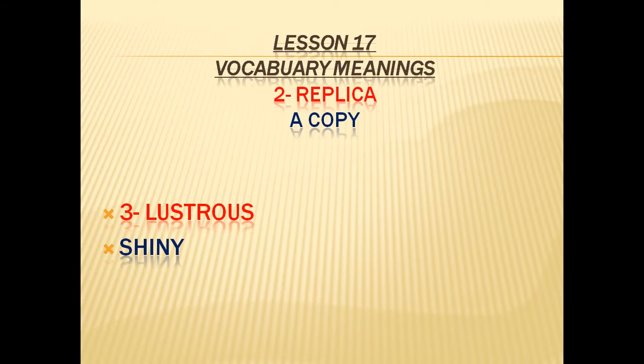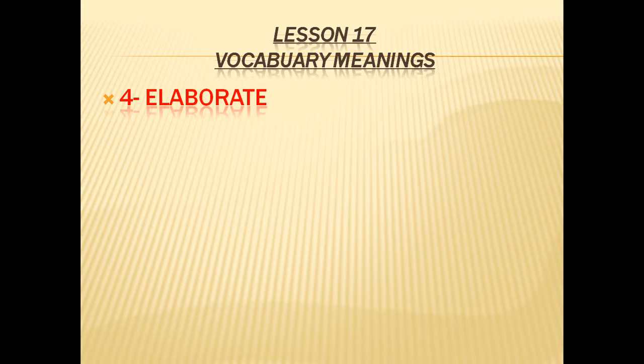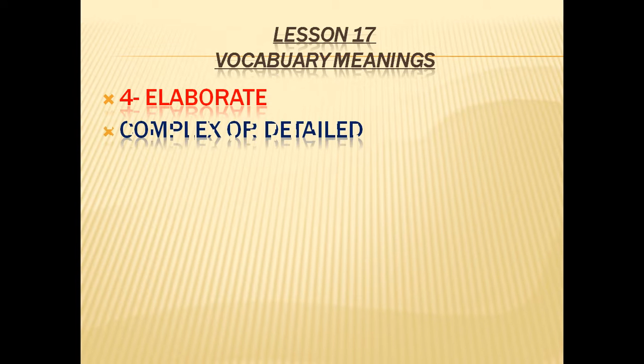Here I move to number 3. Lustrous means shiny. So what about number 2? Replica means a copy. What about number 4? Elaborate. Who remembers the meaning of elaborate? Wonderful. Complex or detailed.